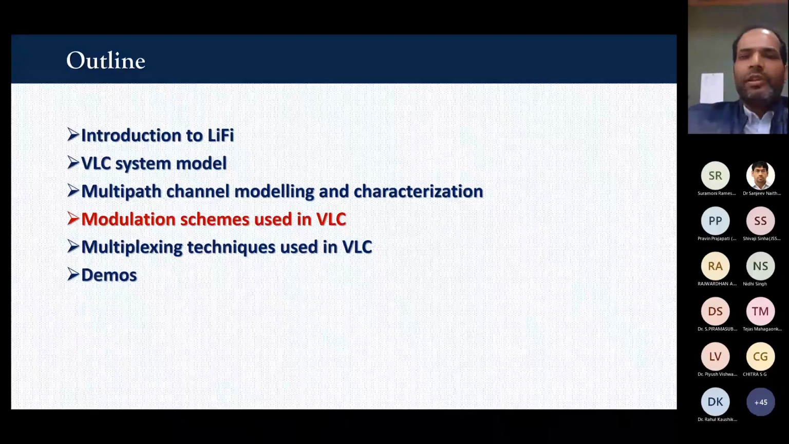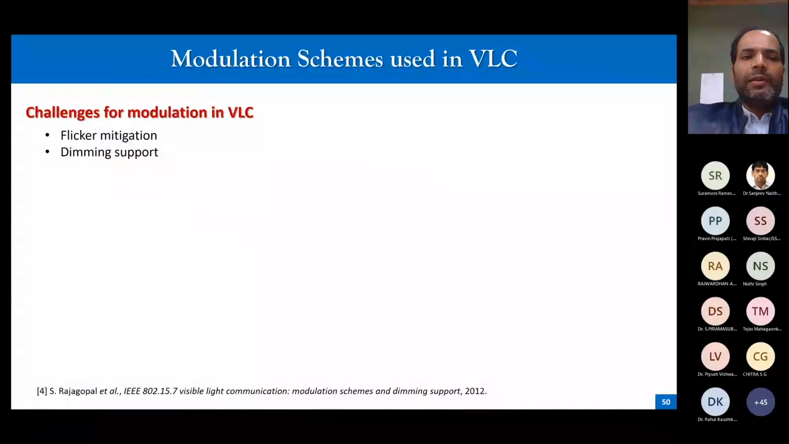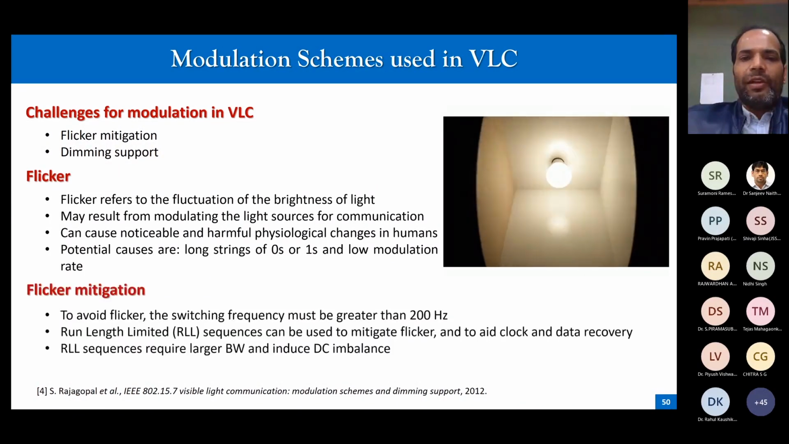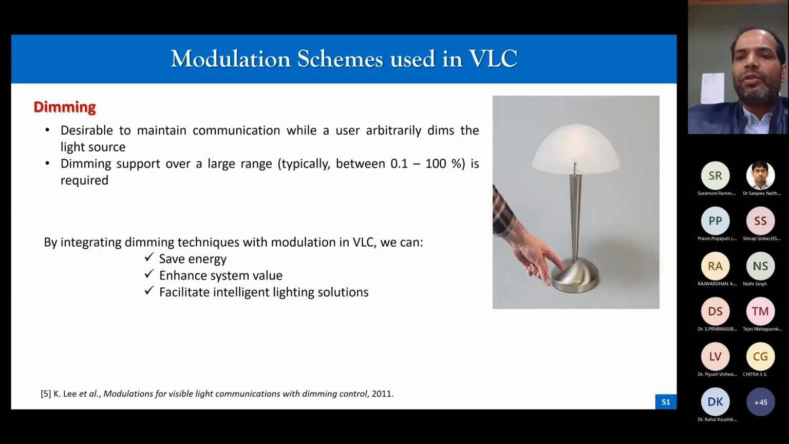Then the modulation schemes that we want to use in VLC should have flickering mitigation, and they can have dimming support. You can see what flickering is. Flickering is very irritating. Even if you see the slide for a while, you would not like to see it again. It creates headaches, nausea, and so on and so forth. And it should support dimming. Dimming is you should be able to tailor the power of this source.